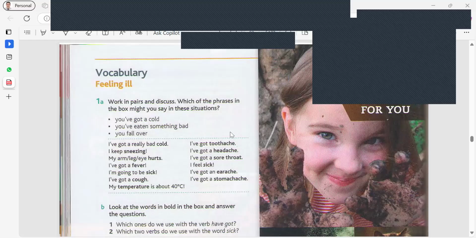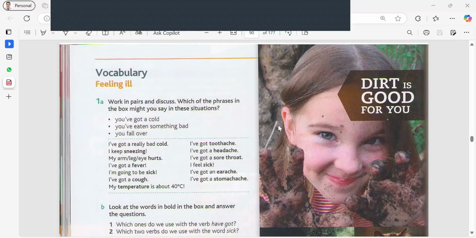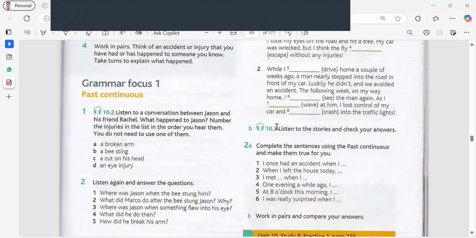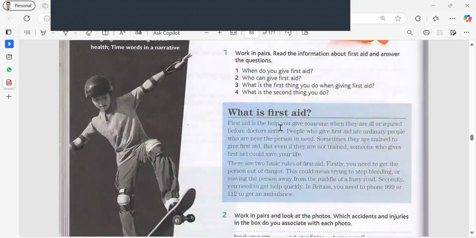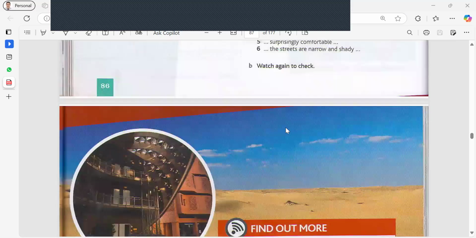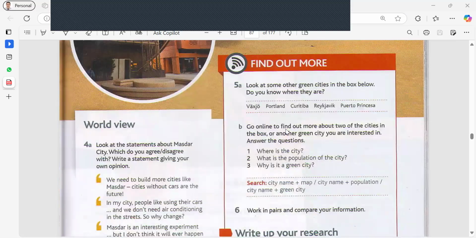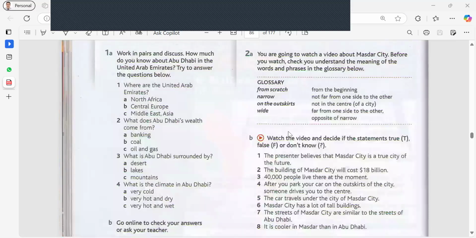Morning, gentlemen. So what should we have today, inshallah? What's our plan? I think Unit 10. Starting Unit 10.